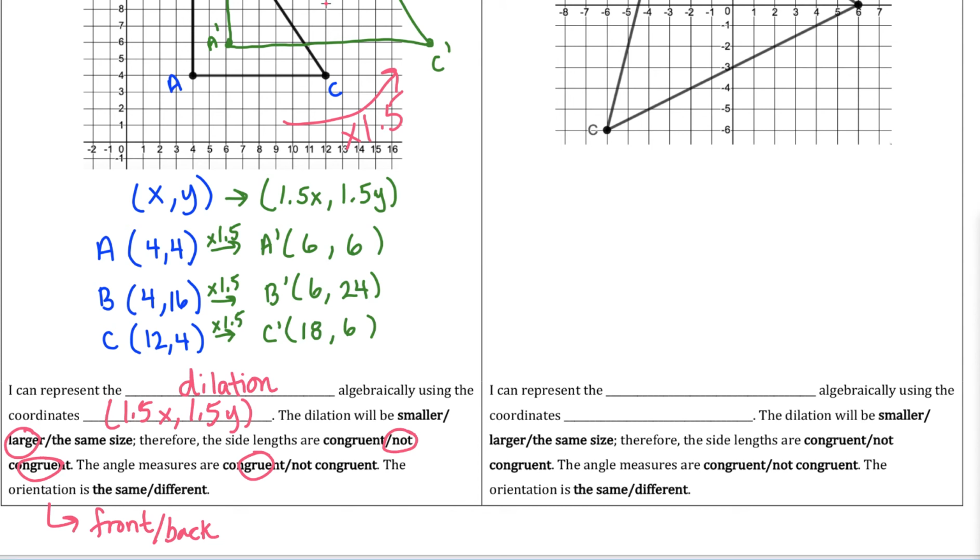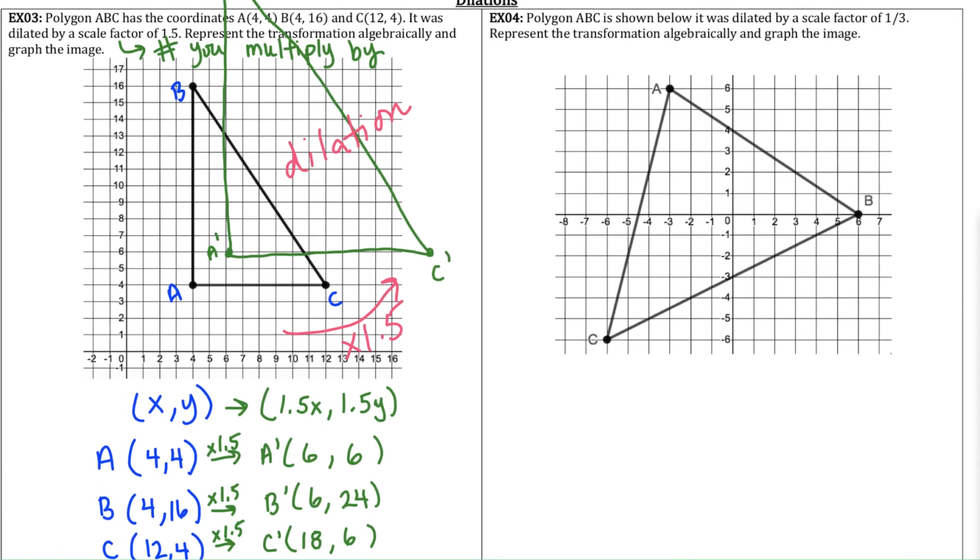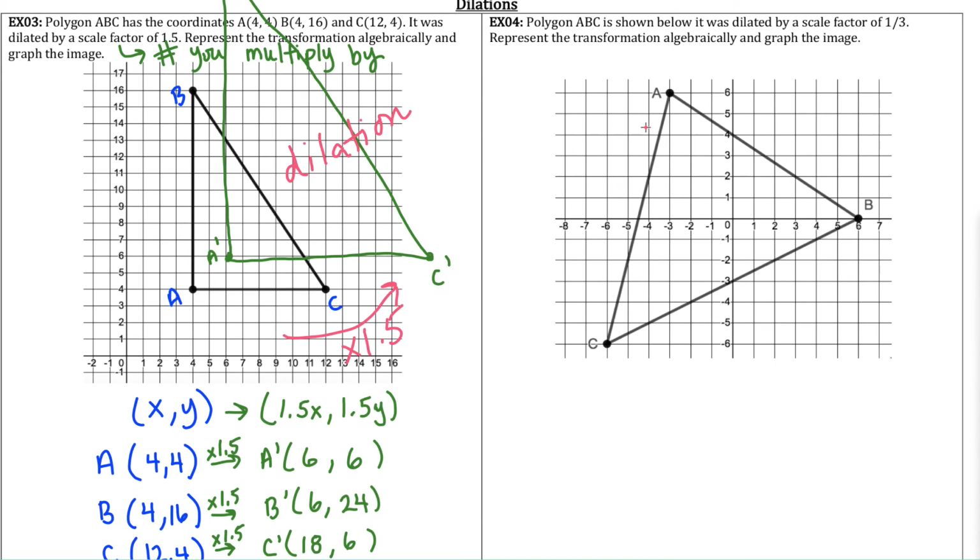When we blow this thing up, we're still looking at the front, so the orientation is the same. You'll get used to that. We're going to do that with every transformation we will be doing. Okay, so polygon A, B, C is shown below.